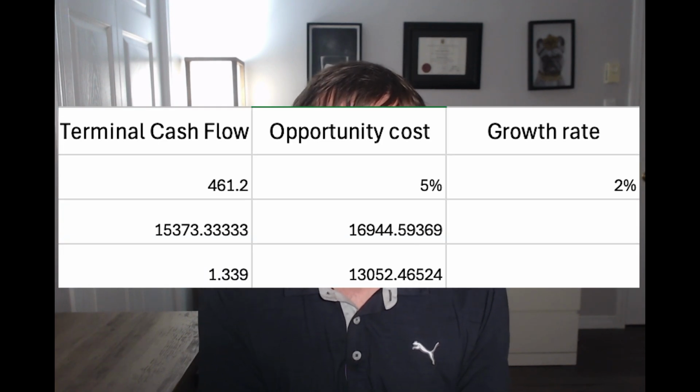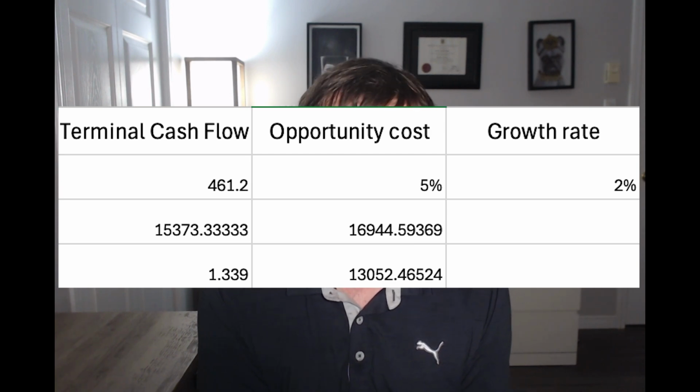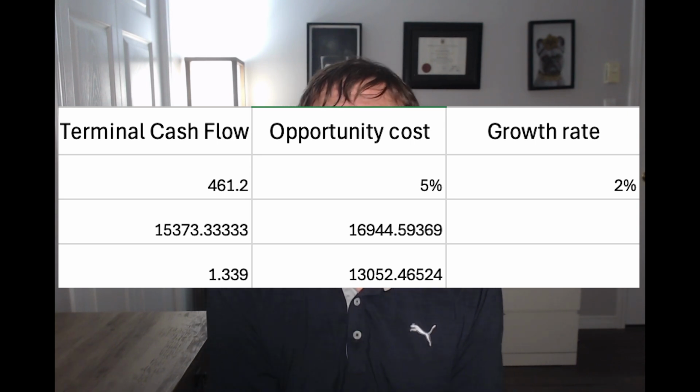So how do we do this terminal value thing? Well, to return to our spreadsheet here, we have a terminal cash flow of $461.20, which is calculated by multiplying the year 5 cash flow by 1.05. We have an opportunity cost of 5%, subtract a 2% growth rate from that, and we get $15,373, which is a pretty high value. So basically, our terminal value estimate here is $15,373, and our value of the cash flows that we estimated is $1.57 thousand.